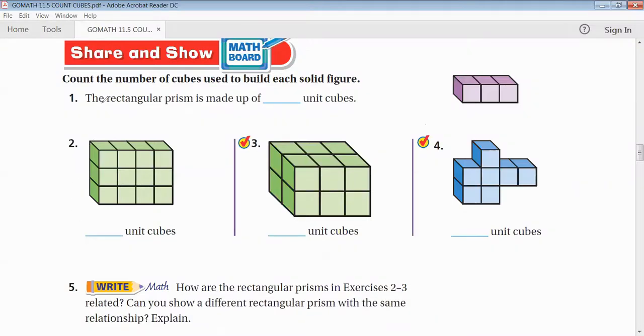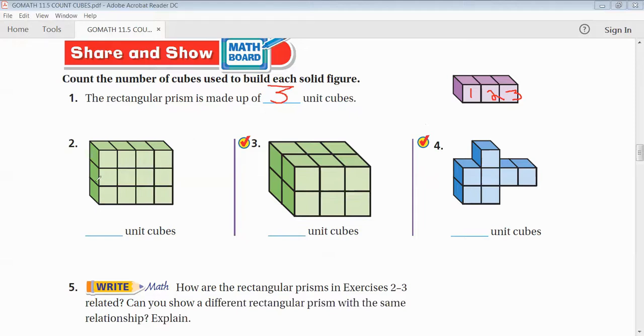Number 1, the rectangular prism is made up of blank unit cubes. And we'll see that in this illustration, we just have cubes going straight across. So it's going to be very easy to count. This would be 1 cube or block, then we have another one and another one. So we have a total of 1, 2, 3 unit cubes. So this rectangular prism is made up of 3 unit cubes.